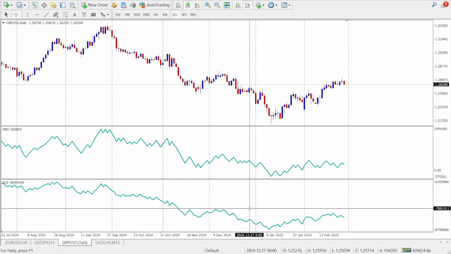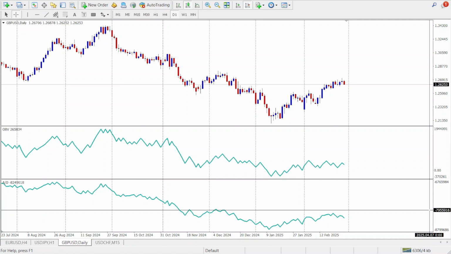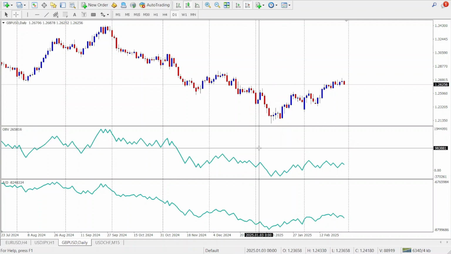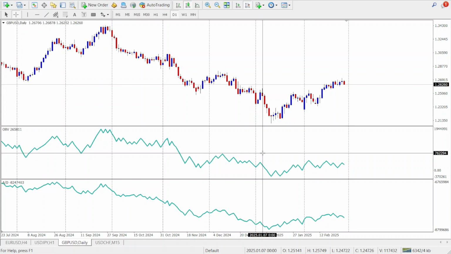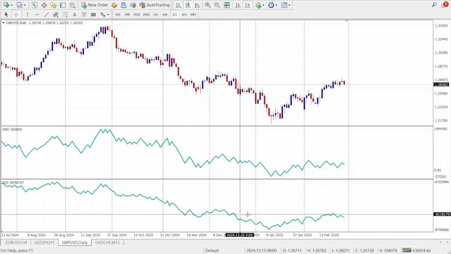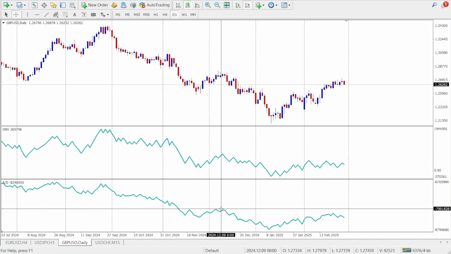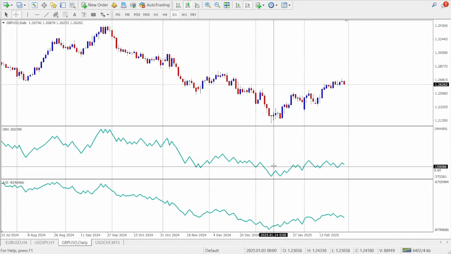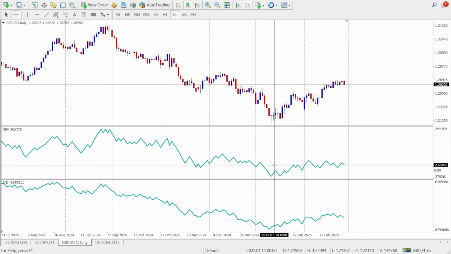So which one is better? The truth is, both indicators have their strengths. Some traders prefer OBV for simpler trend confirmation, while others rely on AD to identify smart money movements. But here's a pro tip. Using them together can even give stronger signals.